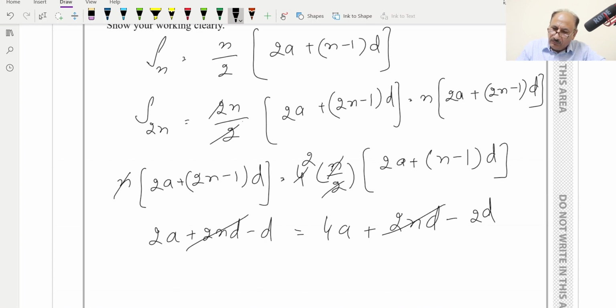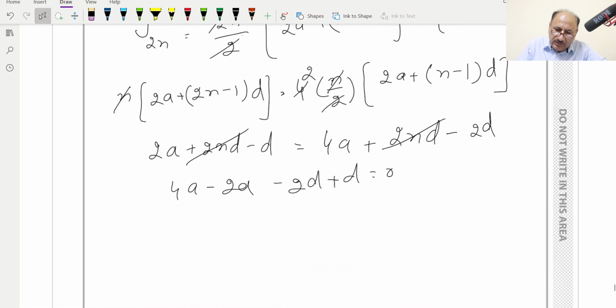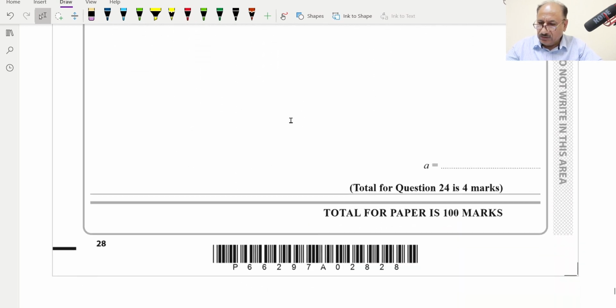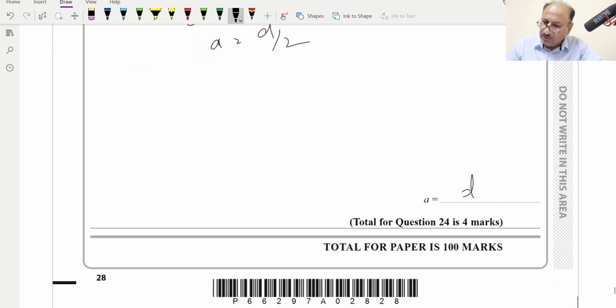2nd we can cancel from here and here, and we can shift everything to the other side. So 4a minus 2a, minus 2d plus d is equal to 0, and we can write this as 2a minus d is equal to 0. So 2a is equal to d and a is equal to d by 2. This is the relation, a is equal to d over 2. This will be our final answer.